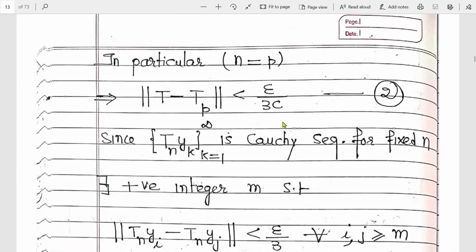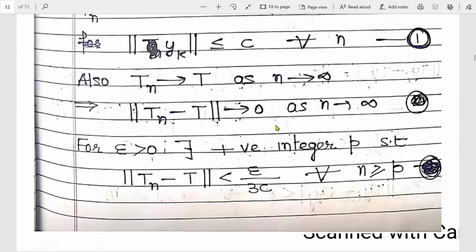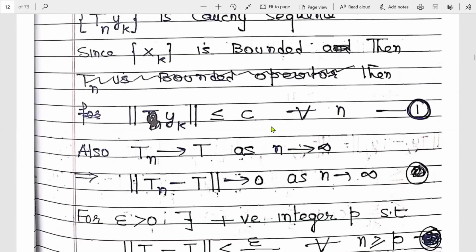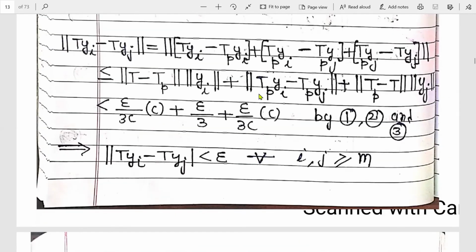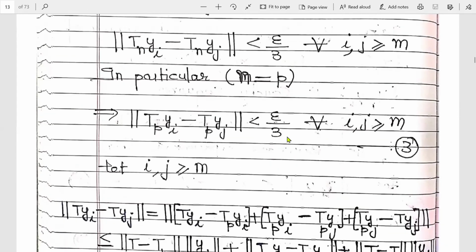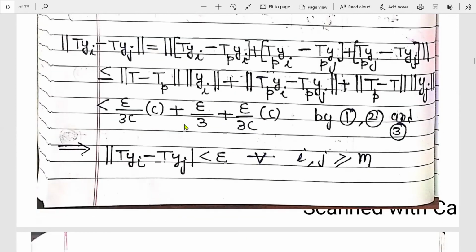This is less than epsilon by 3c, and the norm of yk is less than or equal to c. This is by the Cauchy sequence, and is only applicable under this condition, which we chose already. So it means this is less than epsilon by 3. The total sum is epsilon. Then it means this norm is again less than epsilon for every i, j greater than or equal to n.